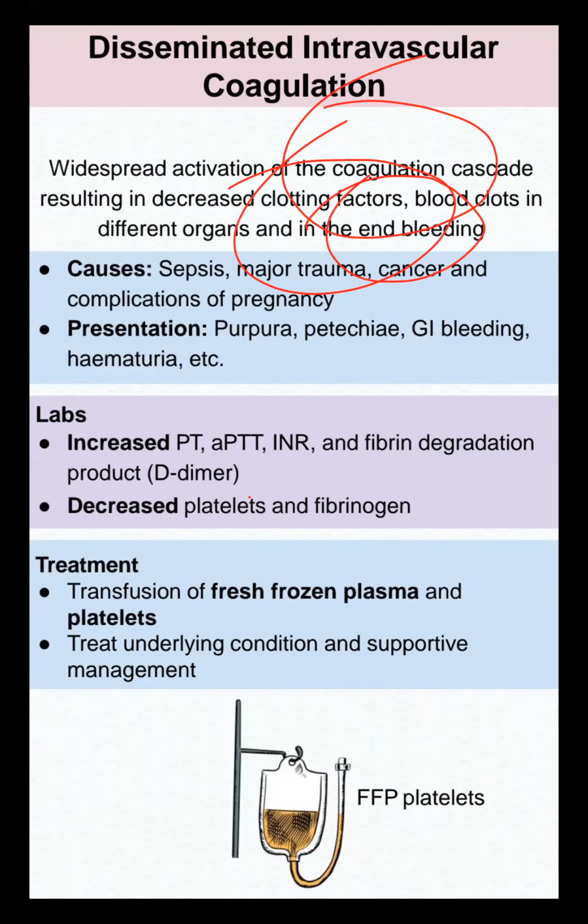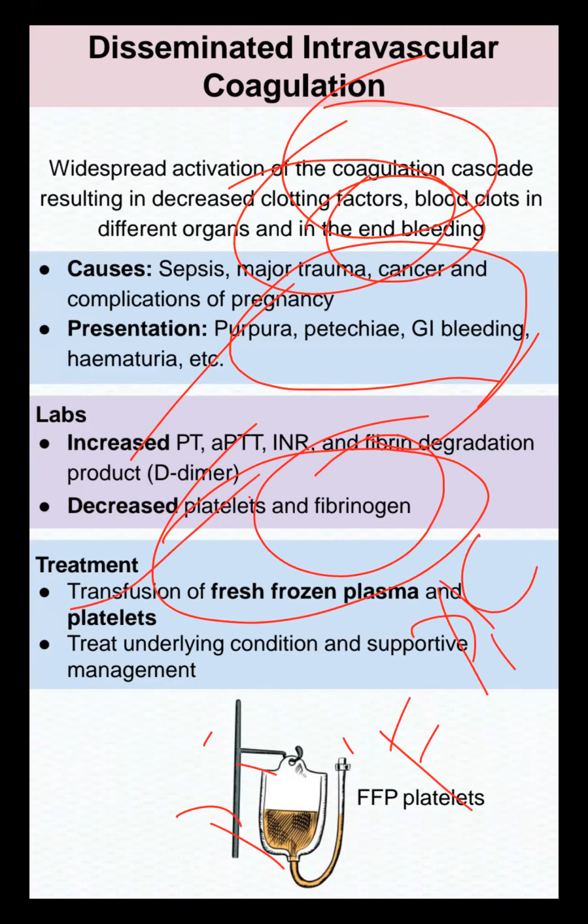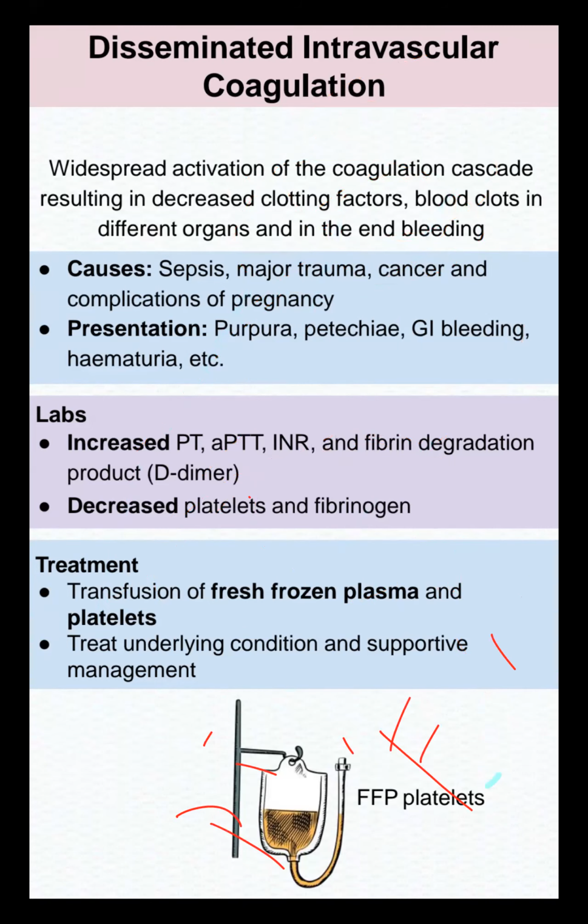The causes are sepsis, major trauma, and cancer. The presentation is petechiae and GIT bleeding, an emergency in the ICU patient. You will find PT and APTT high, fibrin degradation products and D-dimer high, but platelets and fibrinogen will be low. So if PT and APTT are high and fibrinogen is low, it's DIC. If they ask how you will manage, it is transfusion of fresh frozen plasma, treating the underlying cause, and supportive management. This is a full exam scenario, where they give either the lab and ask for the diagnosis and management.